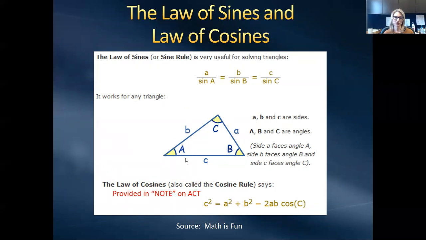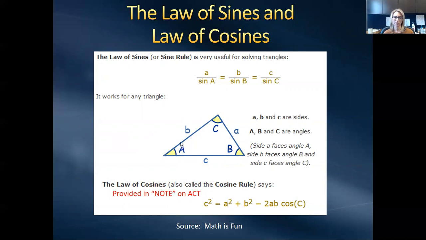So there's a relationship between all these sides and their angles. And then there's a law of cosines as well. It's called the cosine rule, and it's provided in a note on the ACT. I've never seen an ACT test where you had to memorize this, but anyway, it's c squared equals a squared plus b squared minus 2ab times the cosine of C.